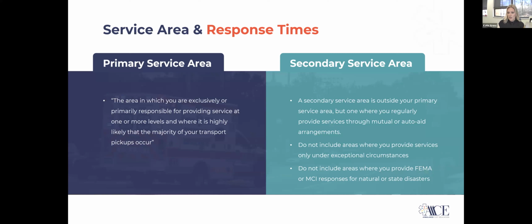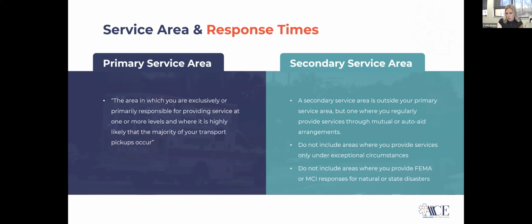And then your secondary service area, this is typically when you have a mutual aid agreement. So you're not contracted per se with that municipality, but the provider that is the primary contracted provider for that area may reach out to you regularly to provide a mutual aid response or to seek your assistance because they're not able to cover that response for some reason.